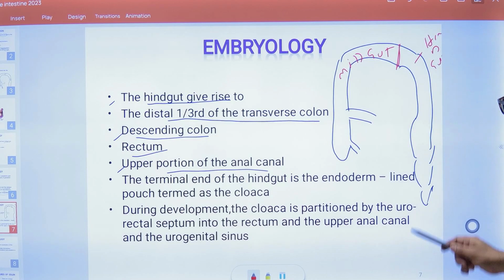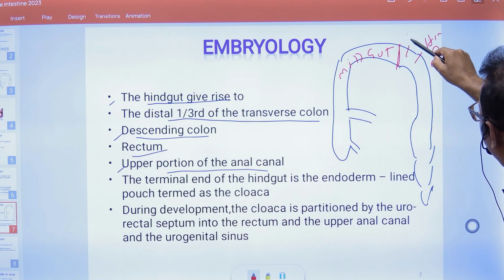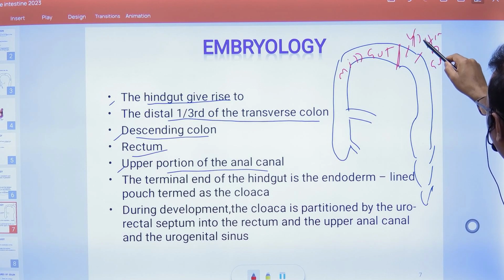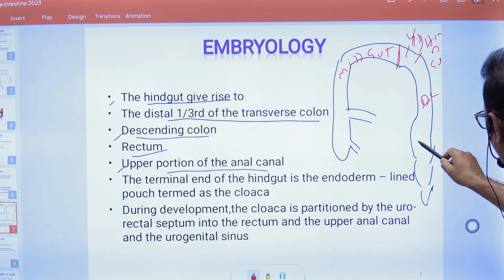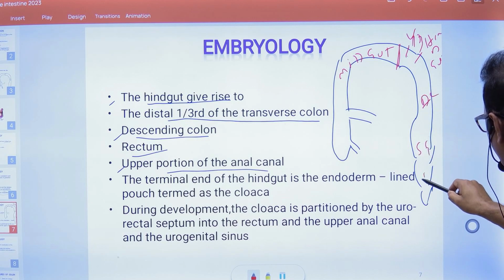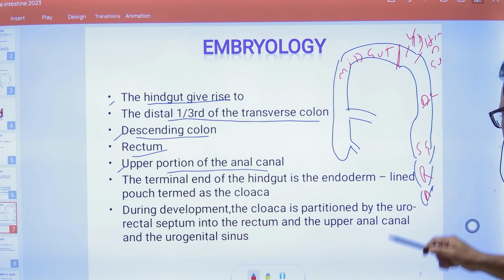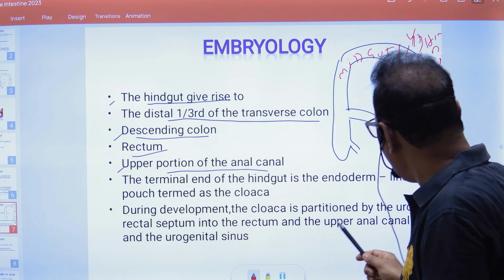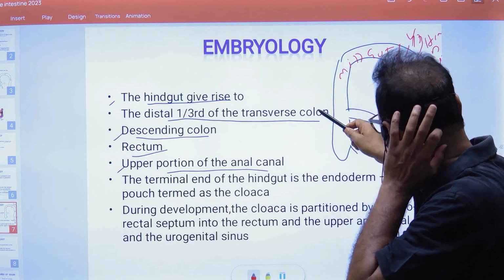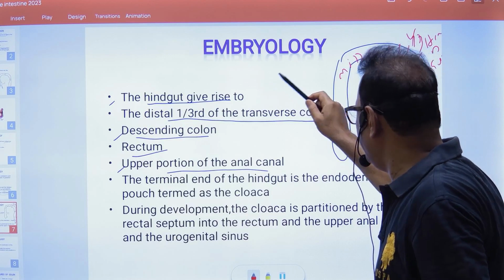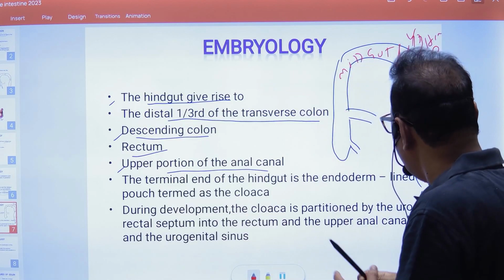So hindgut portions are the left 1/3 of the transverse colon, then the descending colon, then the sigmoid colon, then the rectum, and the anus. So these are the portions which develop from the hindgut. The terminal part of the hindgut, all the derivatives are from the endoderm. They are endodermal derivatives.